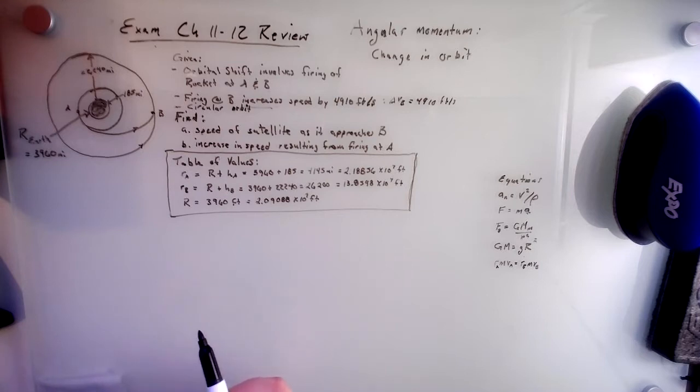Today we're working on the exam review for the upcoming first exam, dynamics. This problem is centered on angular momentum, and we're talking about a change in orbit. So let's get to it.